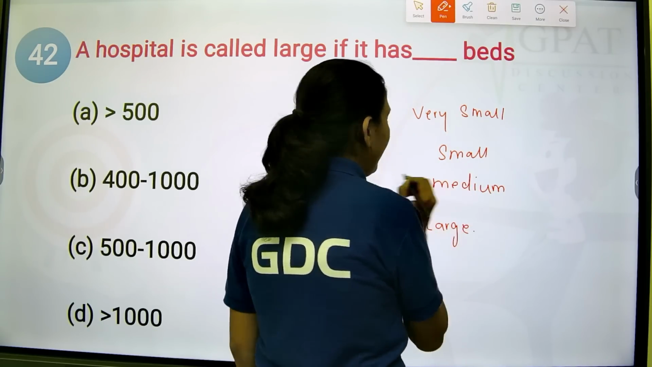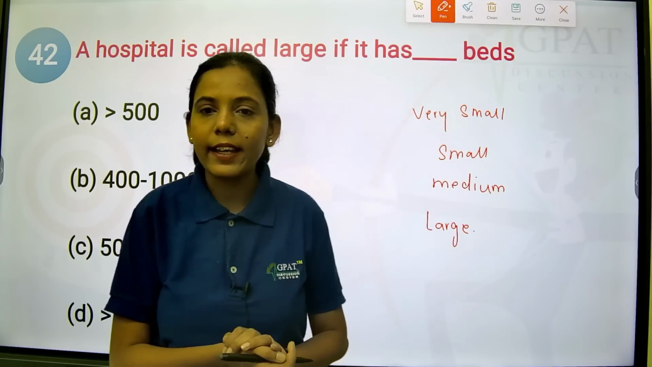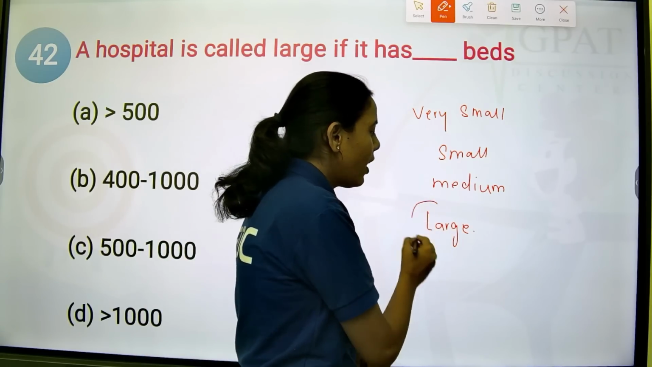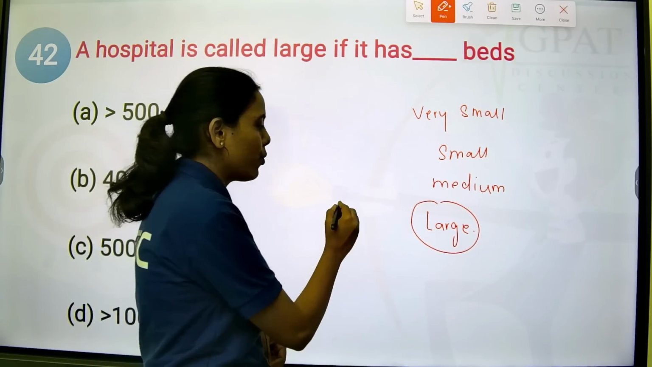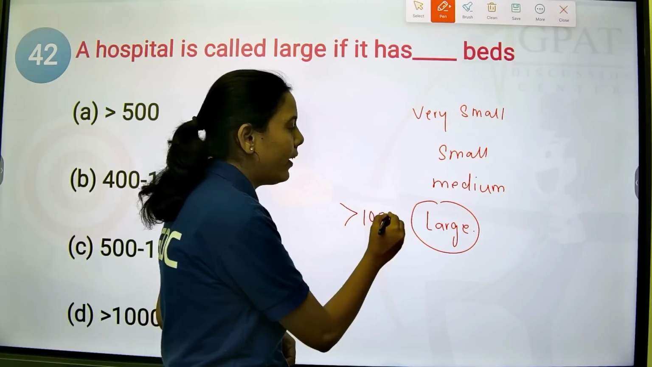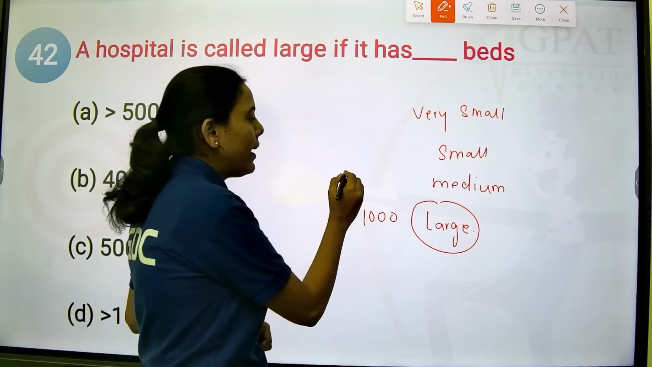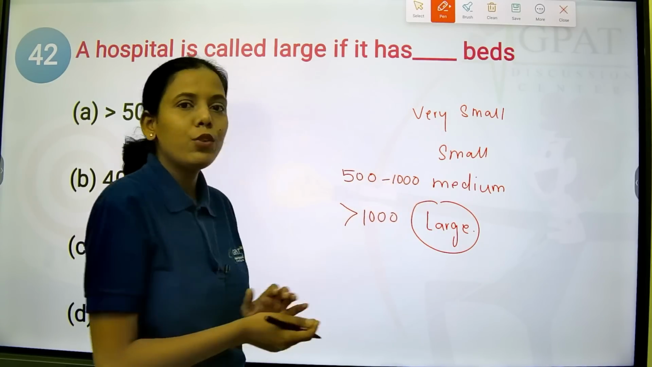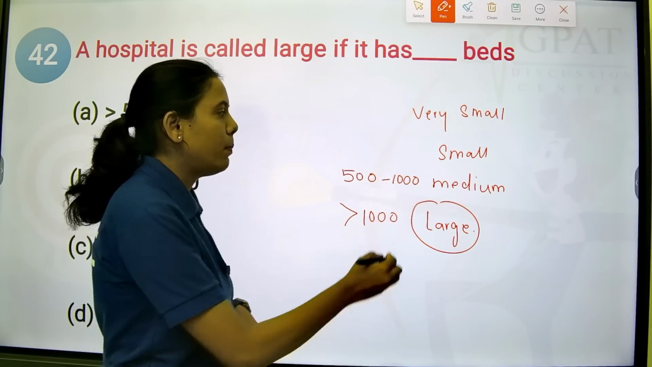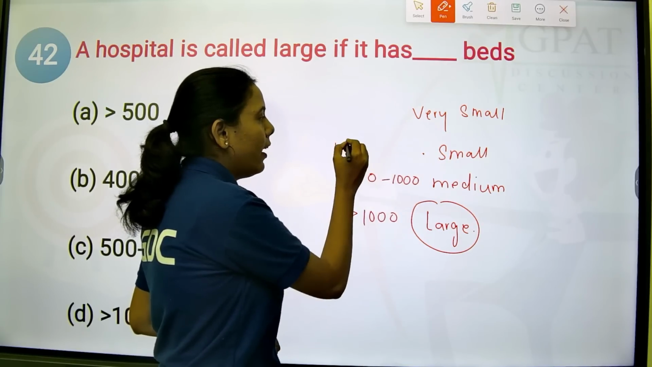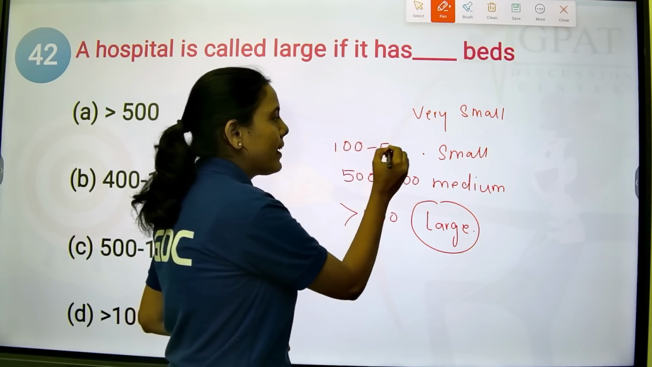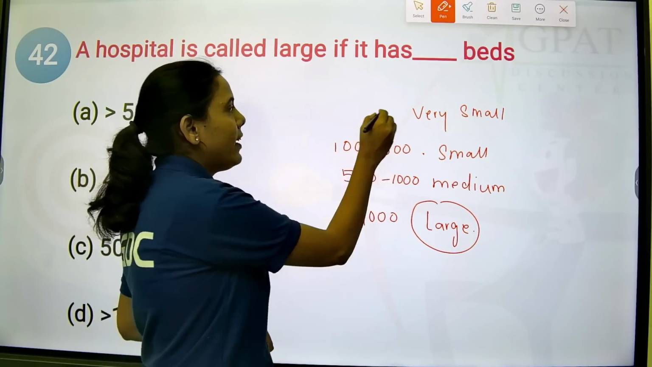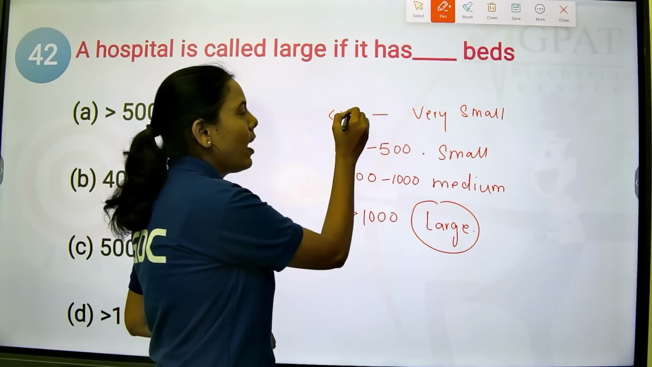Depending upon the number of beds, hospitals are categorized as very small, small, medium, and large. If the bed size is more than 1000, we call it a large hospital. If the bed size is between 500 to 1000, we call it a medium size hospital. If the bed size is between 100 to 500, we call it a small size hospital. And if it is below 100, we call it very small.